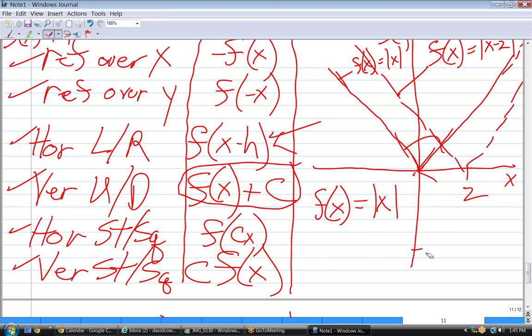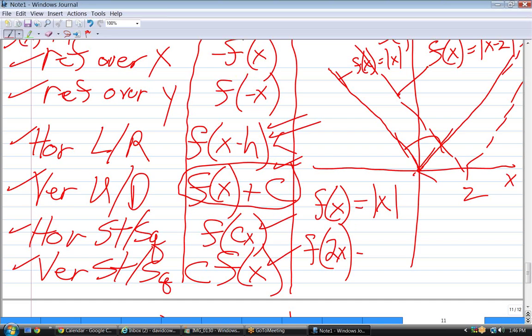Now let's talk about what if I had f of 2 times x. In other words, I have a multiplier inside. Notice this one is an addition or subtraction inside. This is addition or subtraction outside. This is multiplication inside. This is multiplication outside. Each one of these things is different and will manifest itself differently when you look at the function.